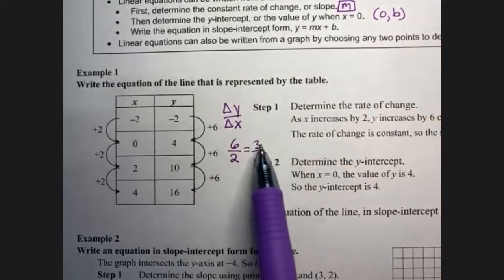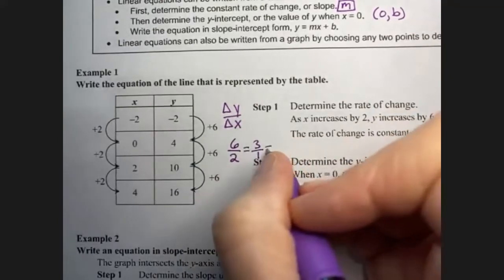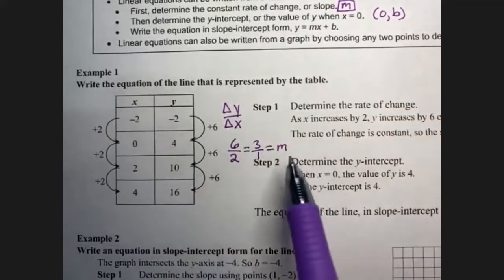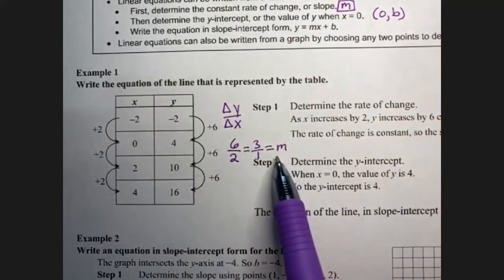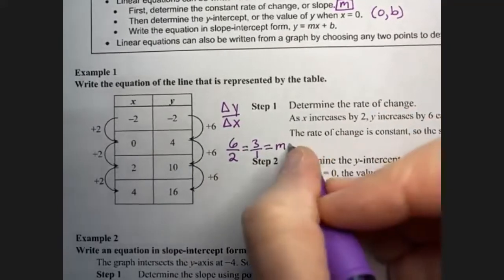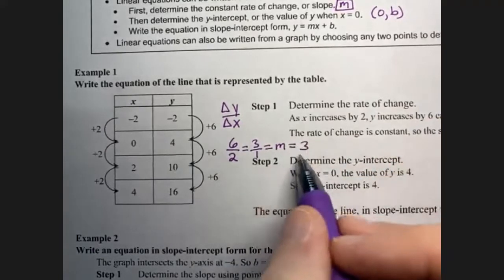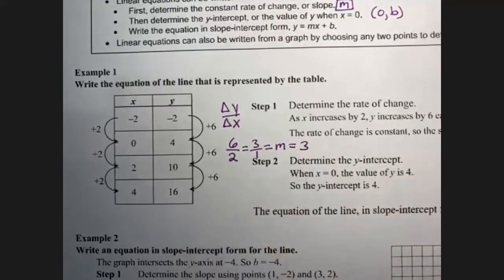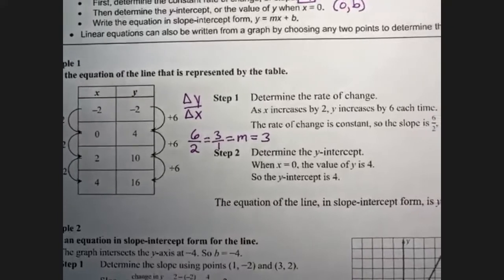And again, always make sure you have this in smallest form, simplified. So my slope here, or m, is 3, or 3 over 1. And again, when we write our equation, we're just going to use 3, not 3 over 1, because that looks silly. And it's not simplified all the way.